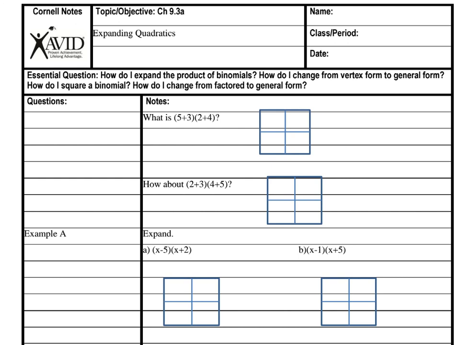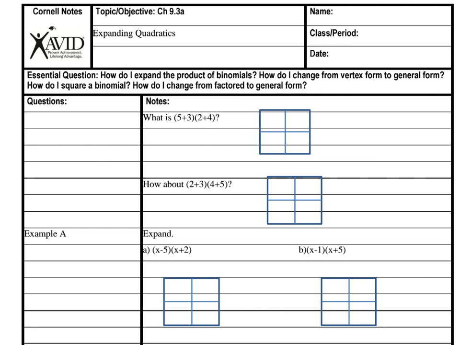This is lesson 9.3a, expanding quadratics. Essential question: how do I expand the product of binomials? How do I change from vertex form to general form? How do I square a binomial? And how do I change from factor to general form?